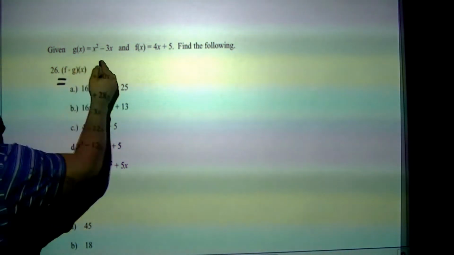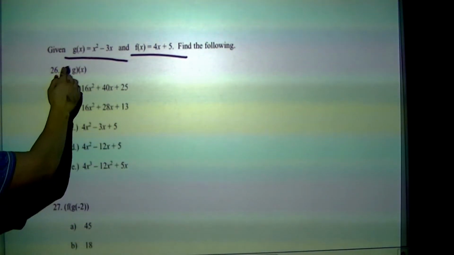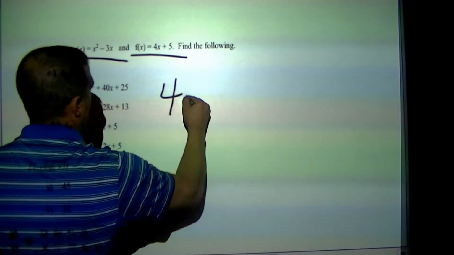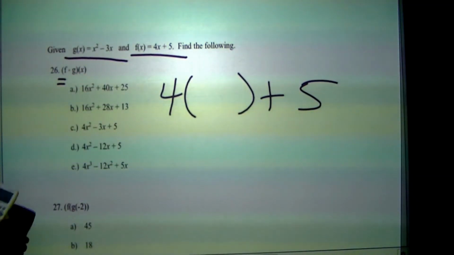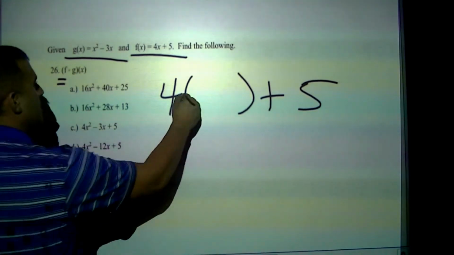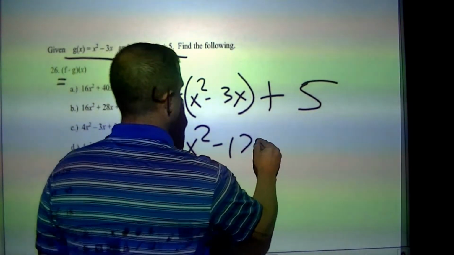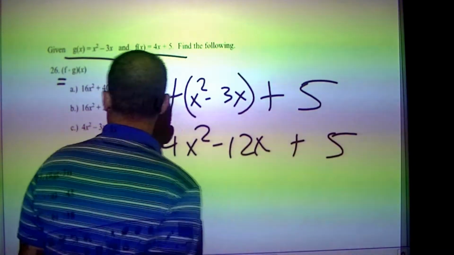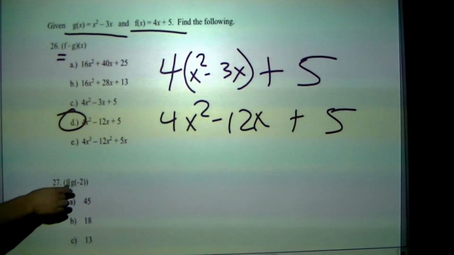We need to get these. We need to get better at these. F of g of x. So what that means is I'm going to lead with the f function. Be careful. Make sure you watch your letters. Okay? Lead with the f function. So that's 4 plus 5. Okay? Space there. I'm going to put that in behind it. So I got 4x squared minus 12x plus 5. Which is D. Okay? F of g of negative 2.